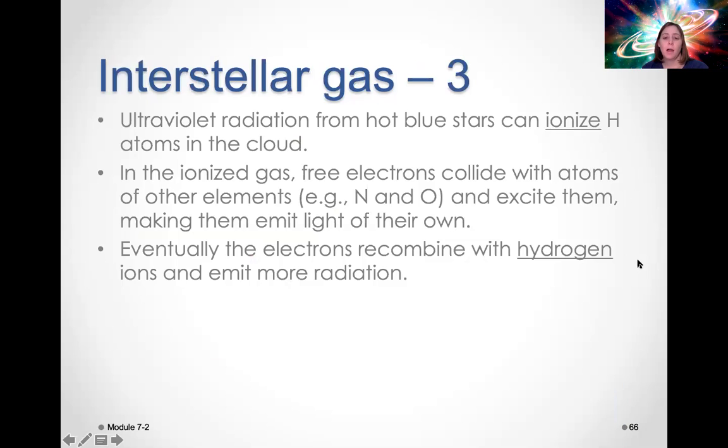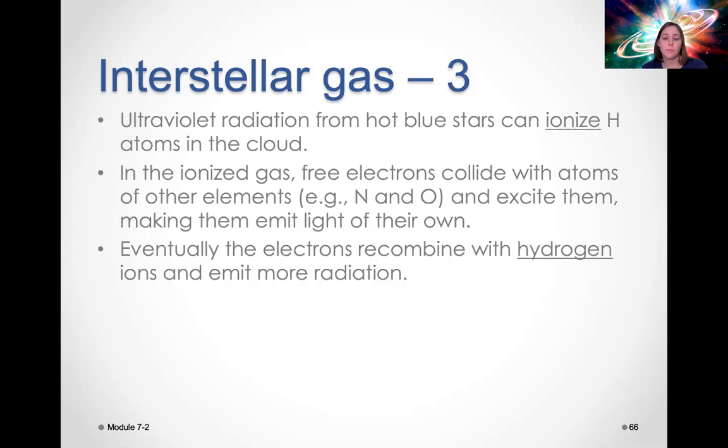Ultraviolet radiation from hot blue stars can ionize hydrogen atoms in the cloud. In the ionized gas, free electrons collide with atoms of other elements, typically nitrogen and oxygen, and excite them, making them emit light of their own. This is exactly like the northern lights. When electrons and solar wind come from the sun, they excite the nitrogen and oxygen atoms in our atmosphere, and that's how we get our northern lights.